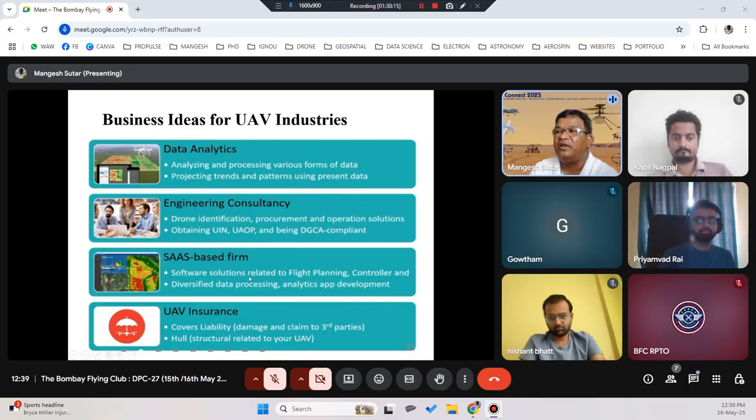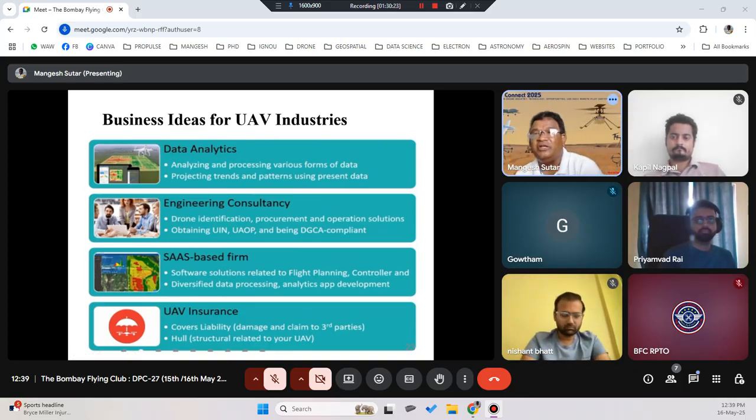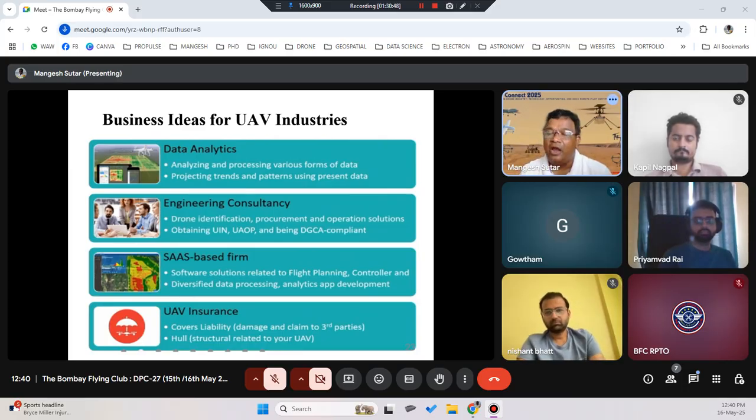SaaS-based software solutions related to flight planning, control and so on. Like I told you, we were doing monitoring of power line towers with drones. Initially, our pilots were flying manually. Over a period of time, we found that manual flying is not the right option. So we approached a software company which helped us create a flight plan. The moment you give the dimensions of your tower, the length, width and height, the flight plan is created automatically. We just uploaded it to all drones. The drone flies as per the plan and automatically captures all the images, so pilot intervention was zero.